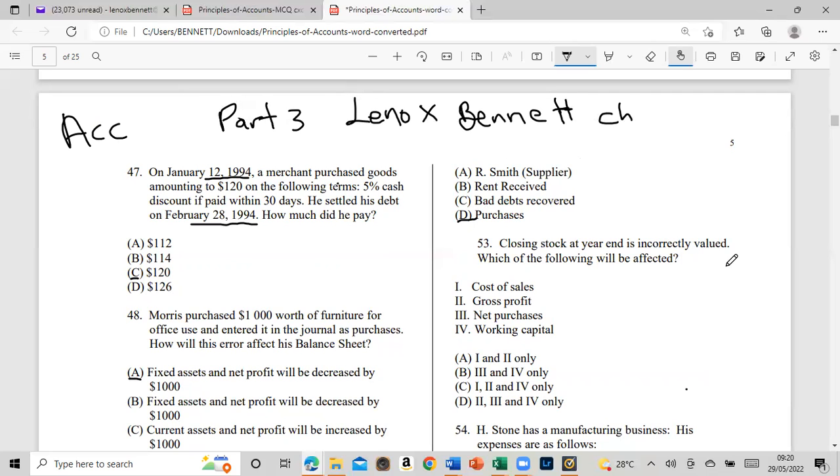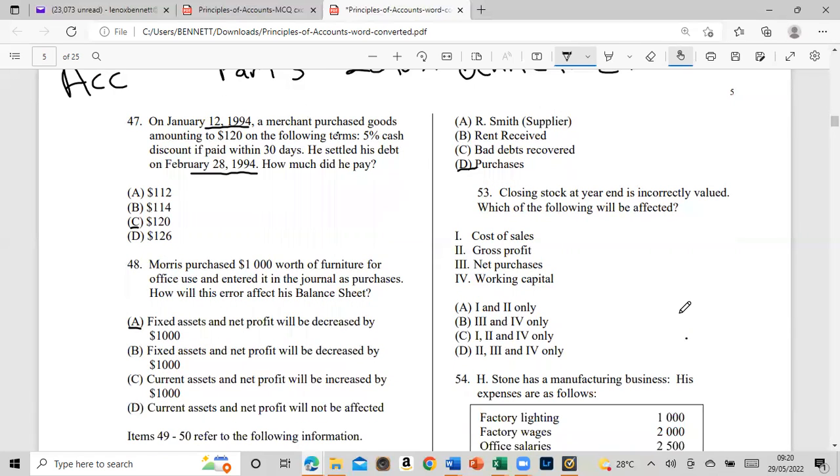Let's move on to 53. It said the closing stock at the year end is incorrectly valued. Which of the following will be affected? 1, cost of sales. 2, gross profit. 3, net purchases. And 4, working capital.